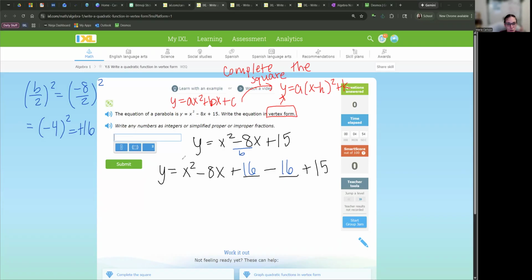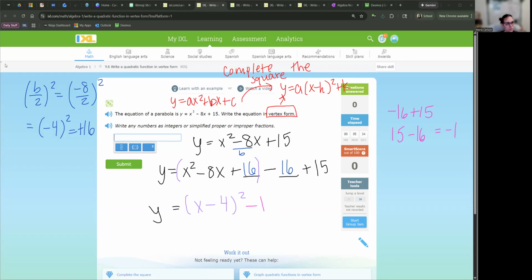And now this x squared minus 8x plus 16 is a perfect square trinomial because we added that perfect square constant in. So this is going to factor into x minus that b over 2. It was negative, so that would be x minus 4 squared. And then we'll add -16 plus 15. -16 plus 15 is the same thing as 15 minus 16, or -1. So we have x minus 4 squared minus 1 is equal to y. And that is our equation in vertex form.